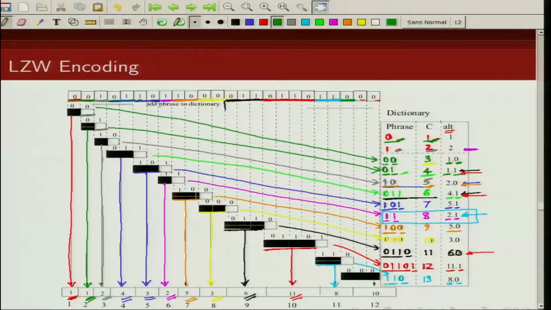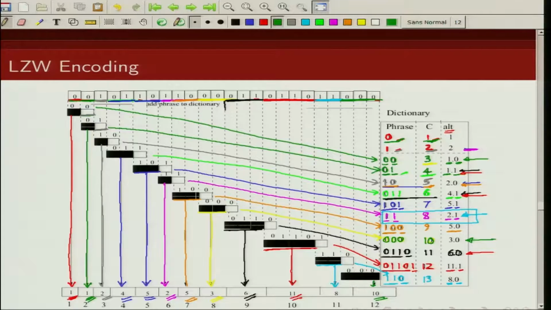So start with 0. 0 is already there in the dictionary. 0 0. 0 0 is also there in the dictionary. That's this one. 0 0 0. Is it there in the dictionary? The answer is yes. That's this one, code word number 10. 0 0 0 is this one. So then 0 0 0 can be encoded as 10.